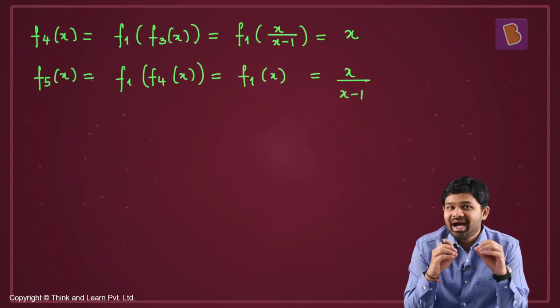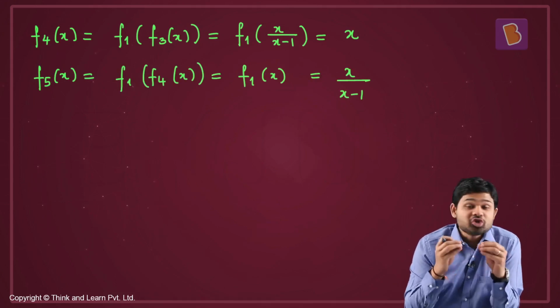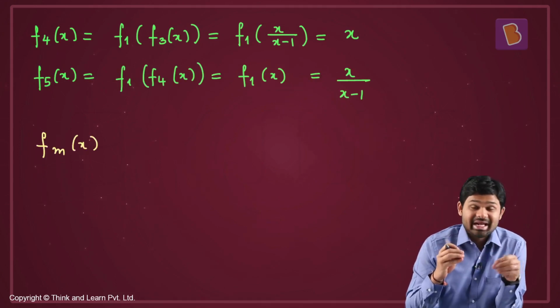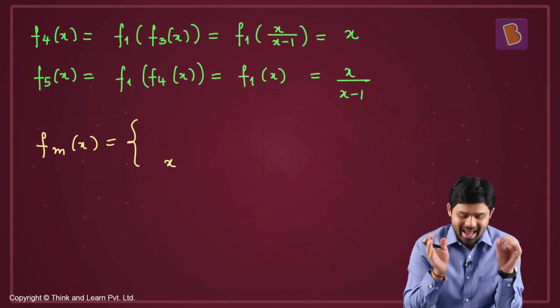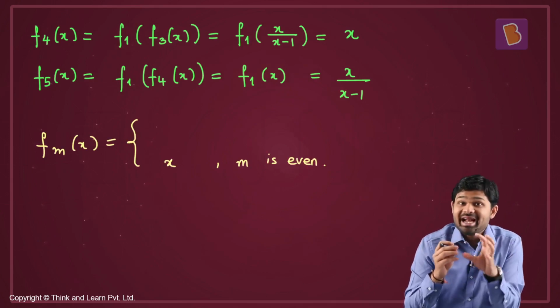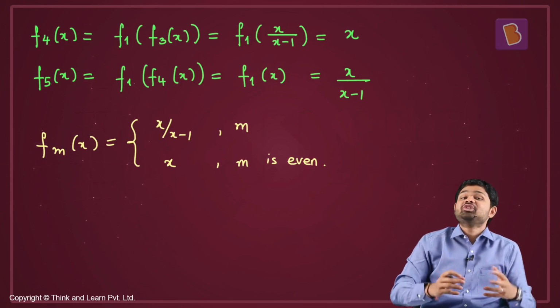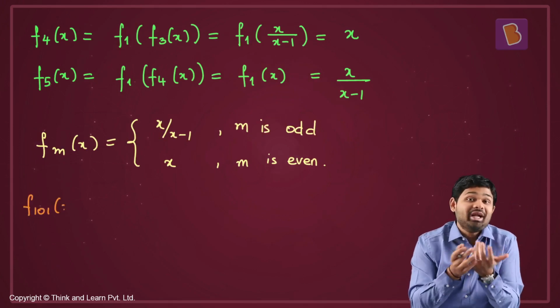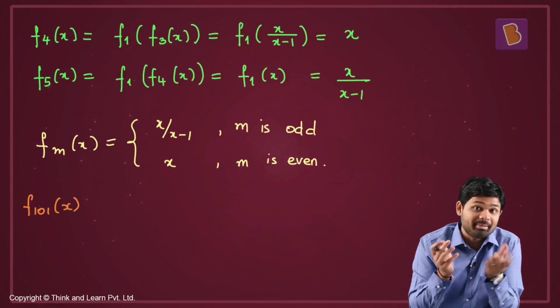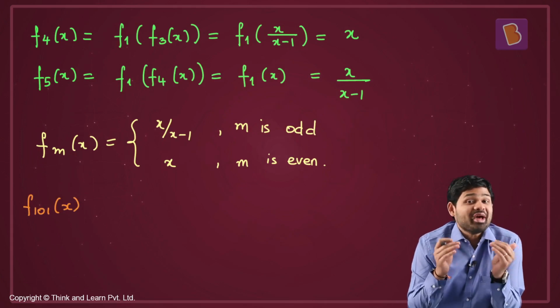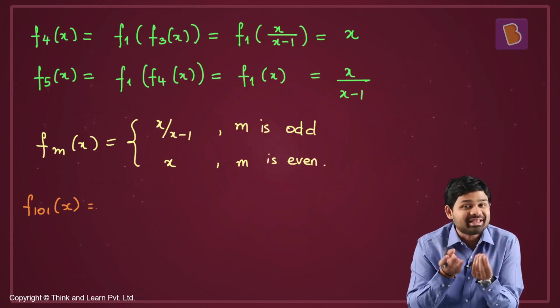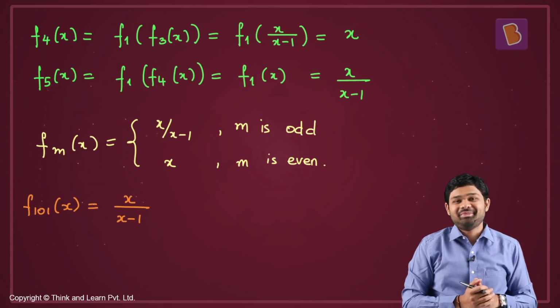So in fact, I have actually created a pattern. So fm of x is going to be nothing but x if m is even and x divided by x minus 1 if m is odd. So f101 of x, 101 is an odd number, so f101 of x will be nothing but x divided by x minus 1.